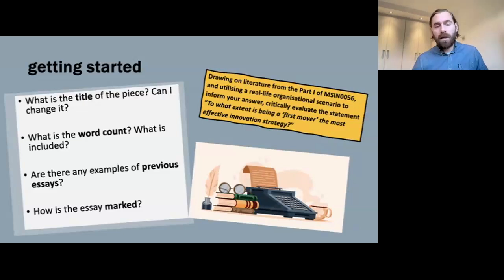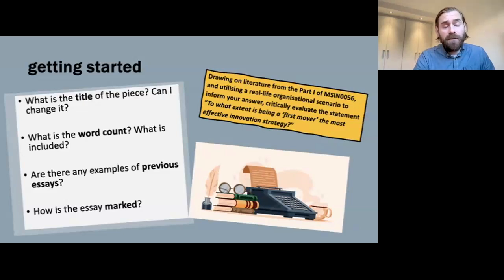As I'll talk about in a couple of slides' time, you've got a very clear question there: to what extent is being a first mover the most effective innovation strategy? And you've got some pointers as to where we'd like you to go with that and the sorts of information we'd like you to include. You're going to be including literature, you're going to be including an organizational scenario, and you're going to be doing critical evaluation. So these things are all built into that. That's why it's important for you to keep looking at this question, not rewording it, not changing it.